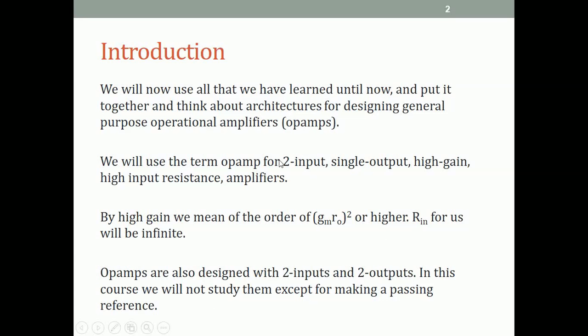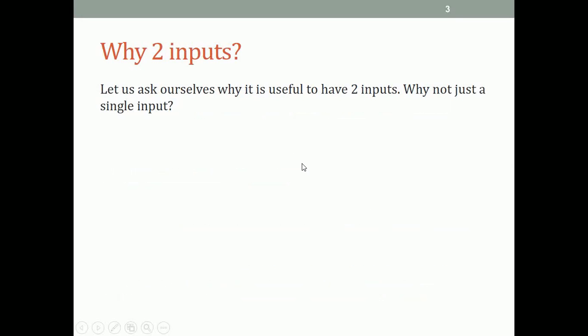So the first question we ask is, why do general purpose op-amps have two inputs? You go to any analog circuit vendor company that makes op-amps, and you will see that all op-amps have two inputs. You will not find any op-amp that has a single input. So why is it so important to have two inputs? Think and maybe write down the reasons why you think it is useful to have two inputs rather than just one input. All right. So please pause and write down and then continue.